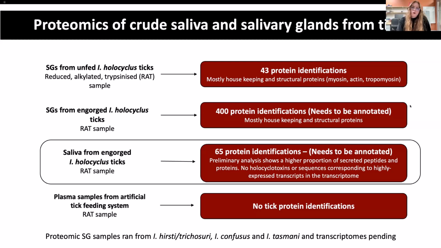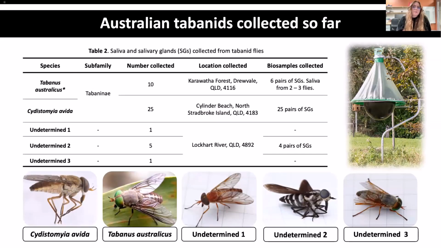I have also done proteomic salivary gland samples from the other ticks that I have listed, and we are just about to submit the RNA off for sequencing to construct transcriptomes, but this is still a work in progress. So I essentially do the same thing with the tabanids, but they're not provided to me. We do have to collect them from the field.